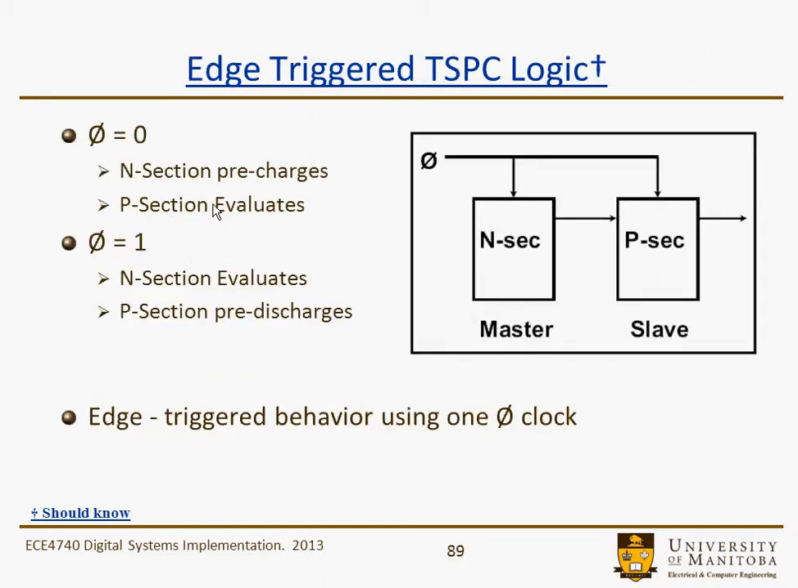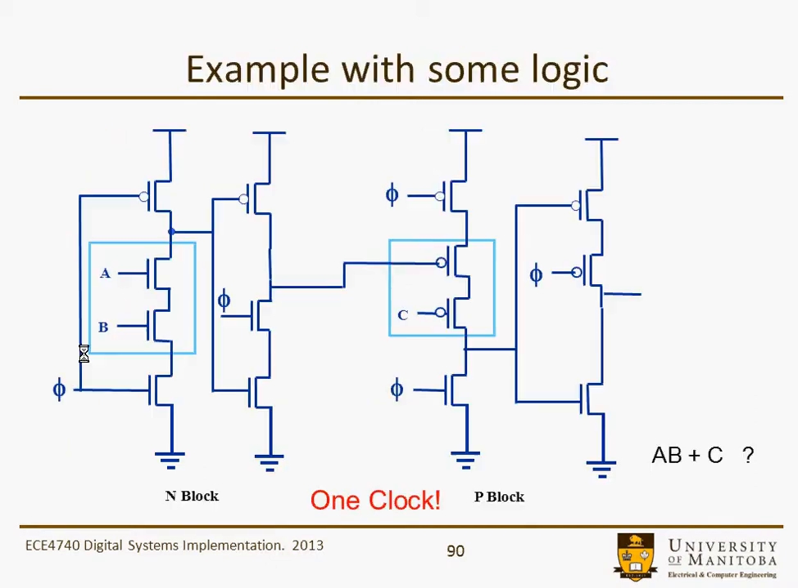So the N block has a pre-charge and evaluate, and the P block has a pre-charge and evaluate. So there's that same picture again, sort of shown in the master-slave mode, with the N-type section preceding the P-type section with the pre-charge on phi equals 0, and then the N-type section evaluates on phi equal 1, and the opposite for the P-type block.